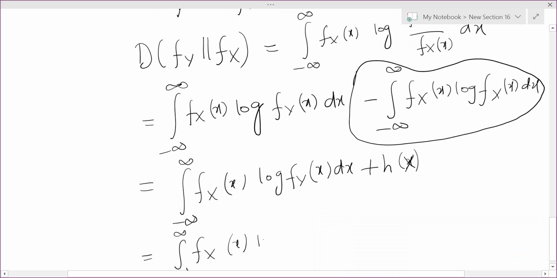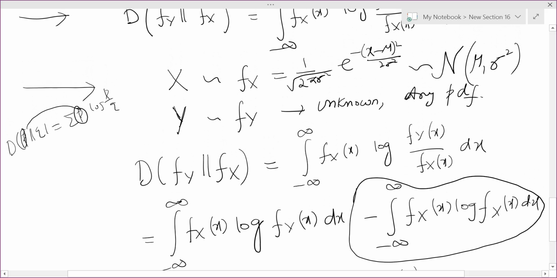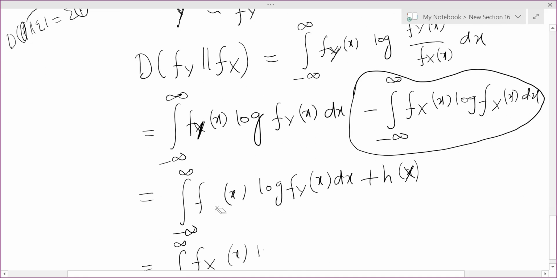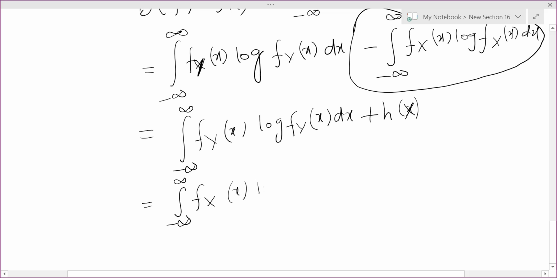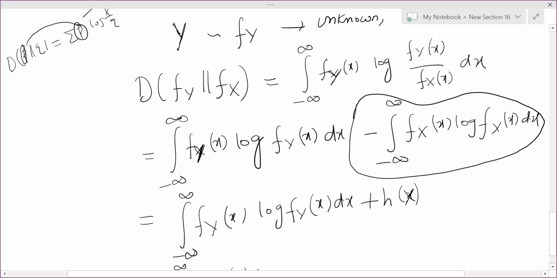Oh, I have made one mistake here. If you see the definition, D of p q, which is the summation of p log of p by q. So what we write here should appear at this point. So this is fy here. That is the only change we will have, fy. Okay, then we are wrong here. So let me erase it.